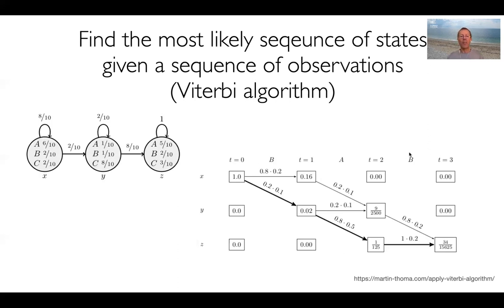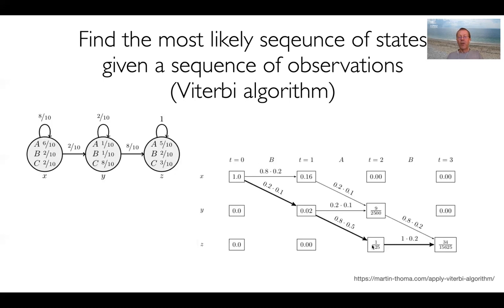And now the final step, and we have to generate a B in the final step. If we're still in Y, well, then we have to go on to Z because we're supposed to end up in Z by that rule. We do that with probability 0.8, and we emit a B from Z with a probability of 0.2. So 0.8 times 0.2 times 9 over 2500 is this much. Sorry, is part of this. It's a certain number here.